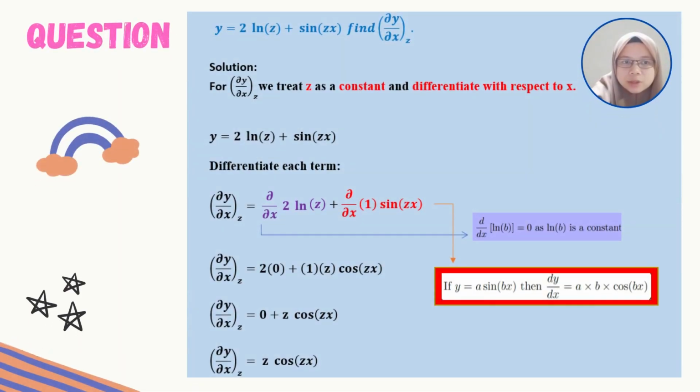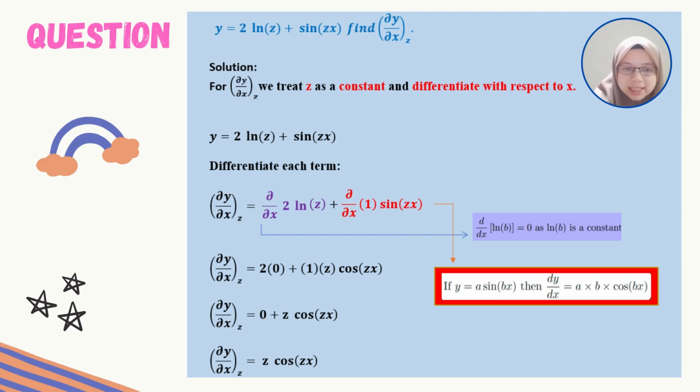Okay, we try to answer these questions related to the topic of partial differentiation. Y equal to 2 ln z plus sin zx, find dy over dx (z held constant). To answer this, we must notice that z outside the bracket is a constant, and we must differentiate this equation with respect to x. So y equal to 2 ln z plus sin zx, then we must differentiate each term.